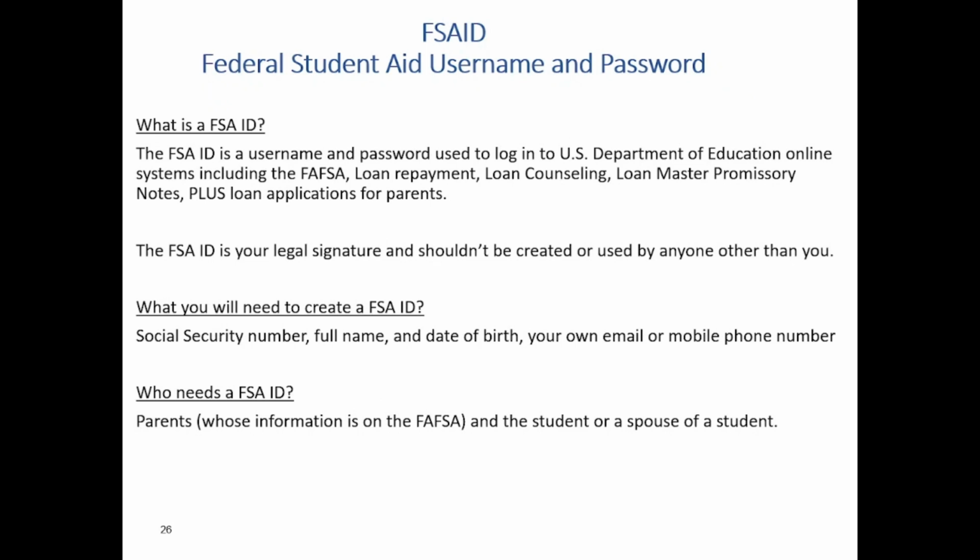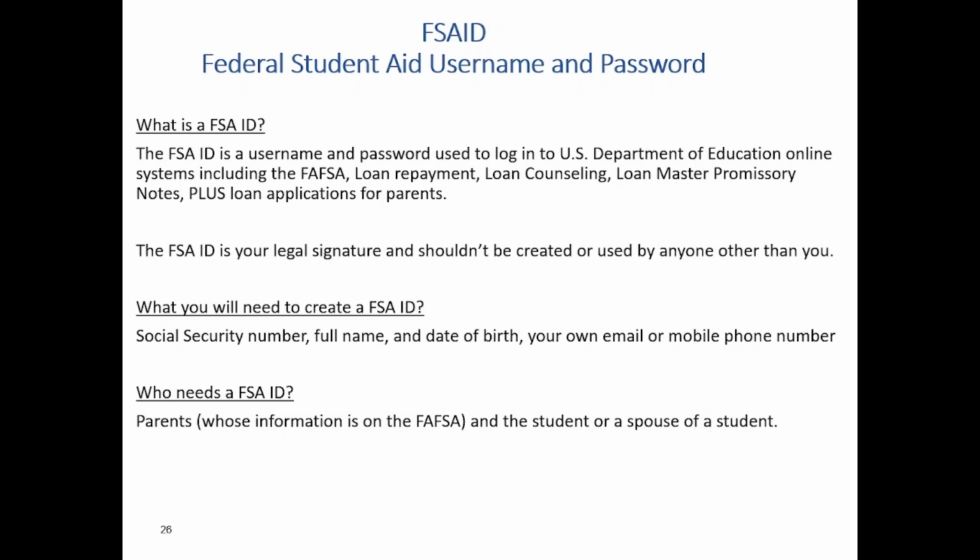To start the process for the FAFSA, everyone needs a federal student aid username and password called the FSA ID. And you are going to use this username and password for many different things, not only on the FAFSA, but when you're doing loan repayment, you may have to use this ID to go in and complete a PLUS loan, to do your promissory notes and your loan counseling. So basically, it's your legal signature that you use to sign everything electronically and to log into portals with the U.S. Department of Education.